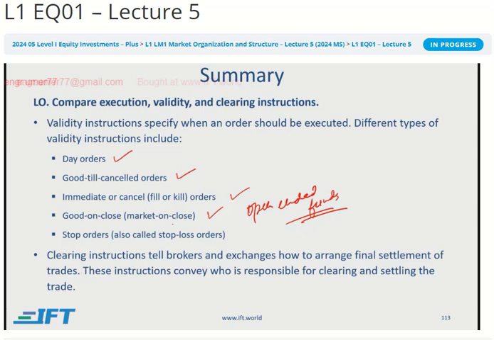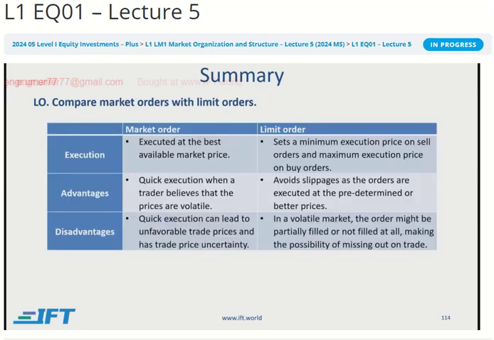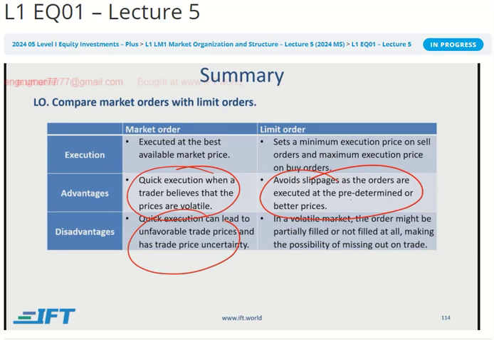And stop orders, we talked about this, buy stop, sell stop. This is for stop loss. Right, clearing instructions will tell you where the broker should take the money from, which account, and where they should put your securities for custody. And we talked about the advantages and disadvantages of market order. Executes quickly, but price is not guaranteed. Limit order: the price is predetermined, but execution is not guaranteed. It might be partially filled or not filled at all.